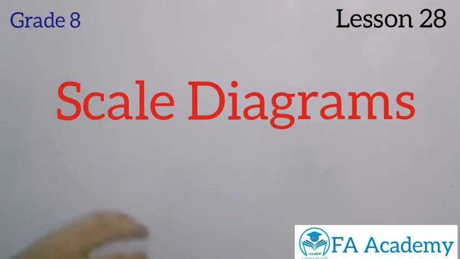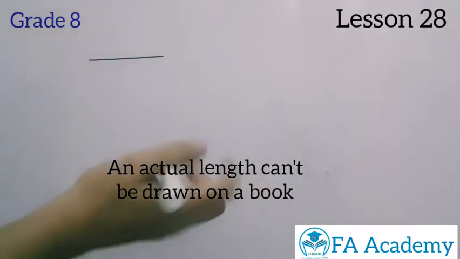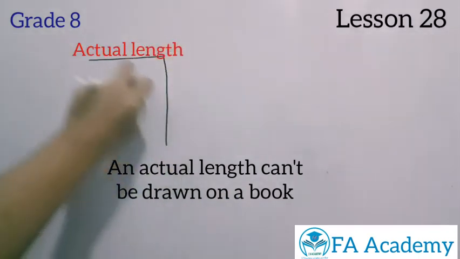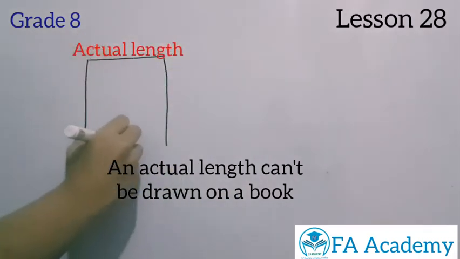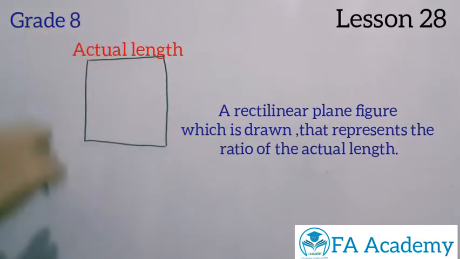You can think, if you have a house or a room, you measure the room first. Once you measure the room, you get a length and a breadth. Once you measure the length and breadth, can you take it to a book? No, you can't. So in that case, the actual length which we measured is taken to a diagram in our book. When you take the actual length into your book, we call it a scale diagram.